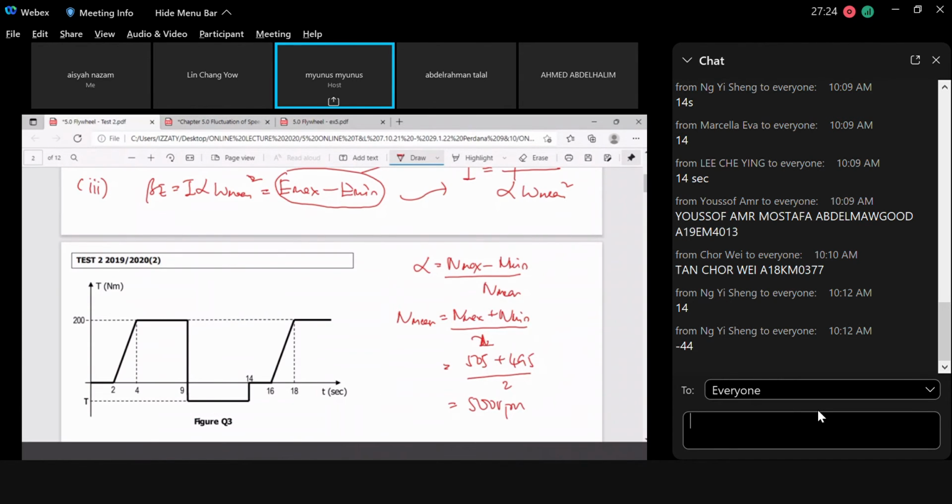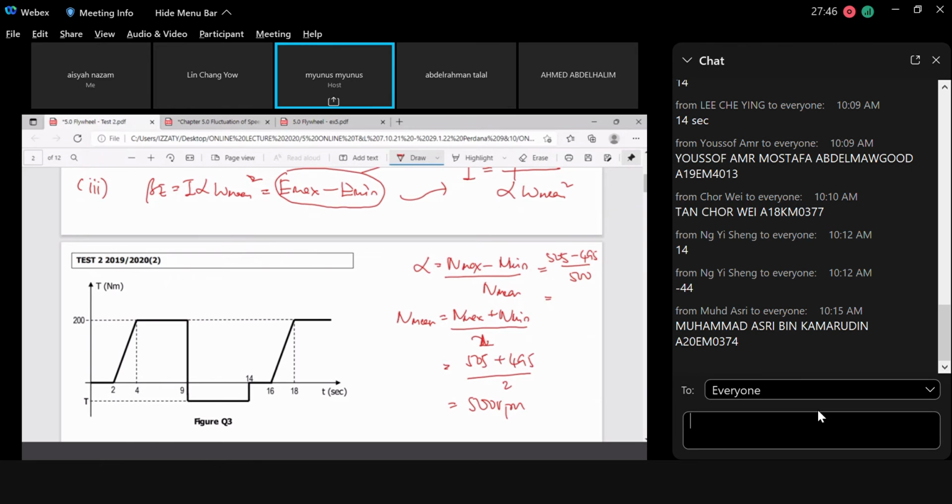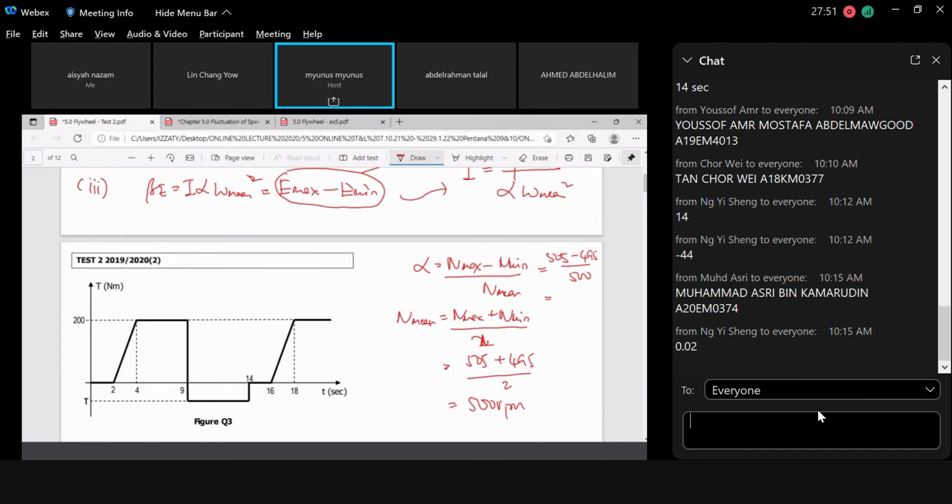And this one simply gives you 505 minus 495 divided by 500. So you will be getting 10 over 500. So what do we have, class? Could anyone give me what is the alpha here? Anyone? Yes, thank you. 0.02. So alpha is calculated.